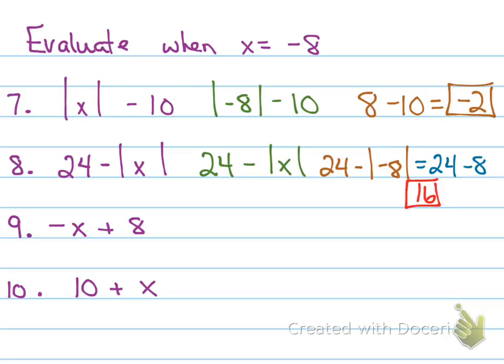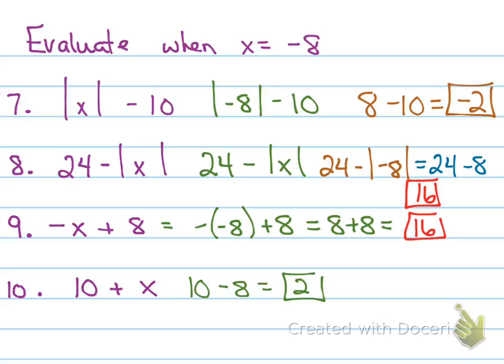Now, number 9. There's already a negative there, so what happens when I plug in another negative? It turns into a positive. 8 plus 8 is 16. Now, on number 10, 10 plus x, but since x is negative 8, it turns into 10 minus 8, which is 2. Did anybody get all 4?